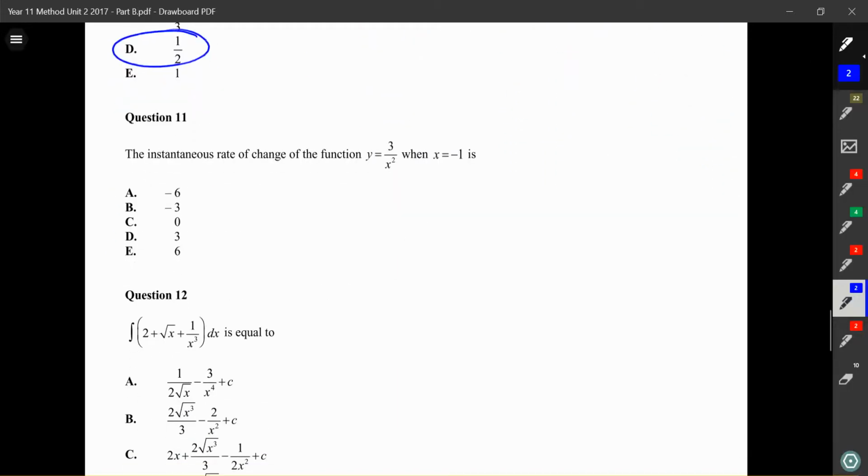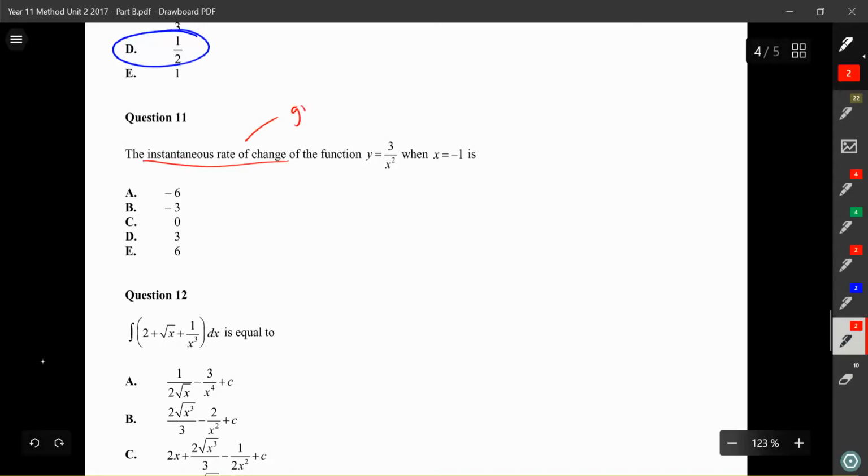Instantaneous rate of change. Now, we didn't work through this in our language. It used to be in the language of the course and some kinematics, but for the sake of doing this, instantaneous rate of change just means find the gradient at that point. That's it. So how do you find the gradient? Find the derivative. That just finds the gradient function, but doesn't tell you the gradient until you sub -1 in.